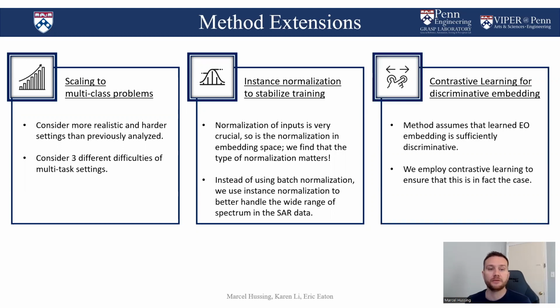Lastly, the idea of embedding alignment crucially builds on the fact that the learned EO embedding is sufficiently discriminative. However, there's no guarantee in more complicated settings that that is in fact the case. To alleviate this issue, we employ a contrastive loss that ensures that similar classes are mapped together while dissimilar ones are mapped further away from each other.